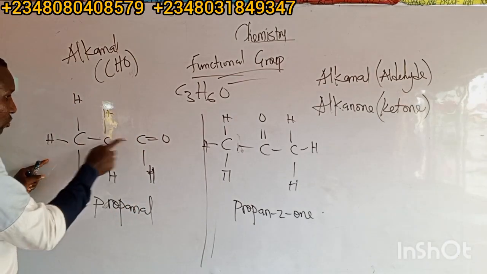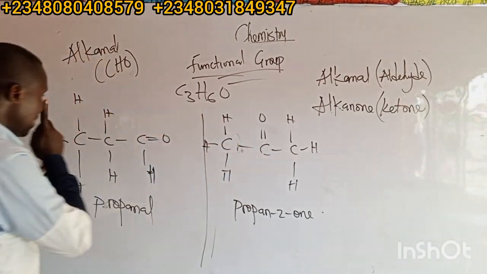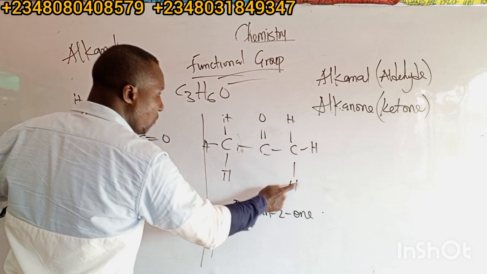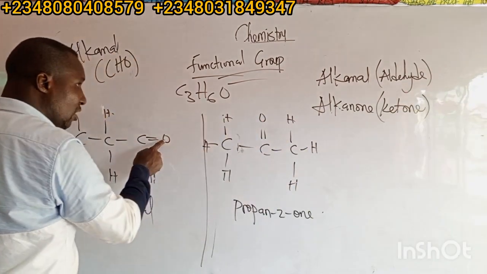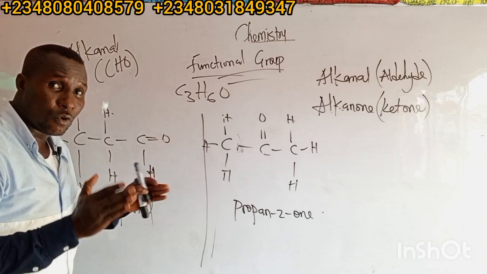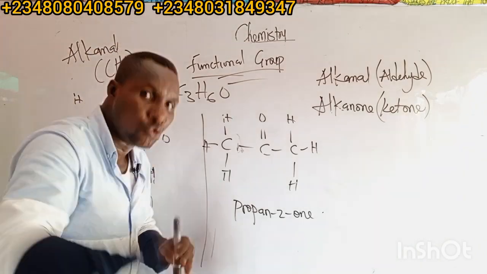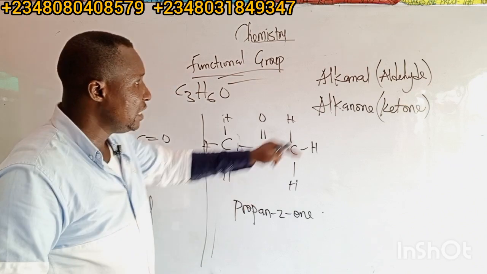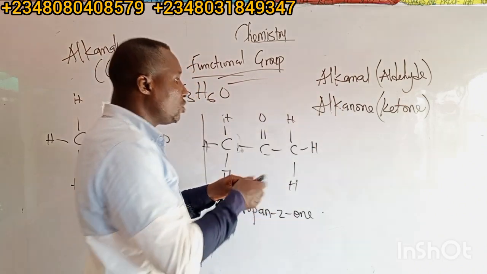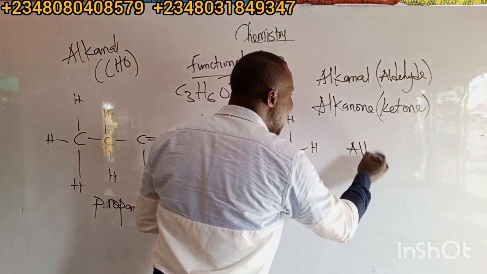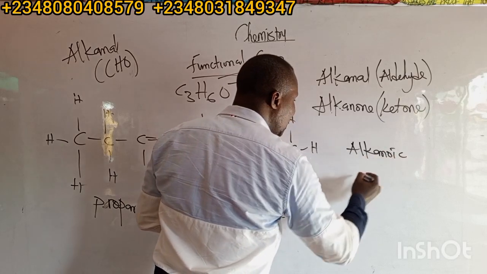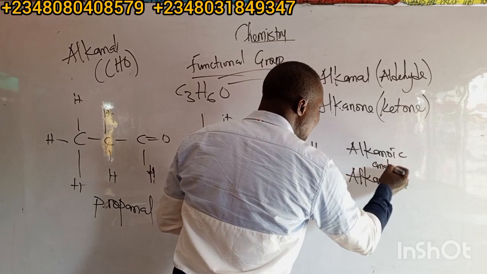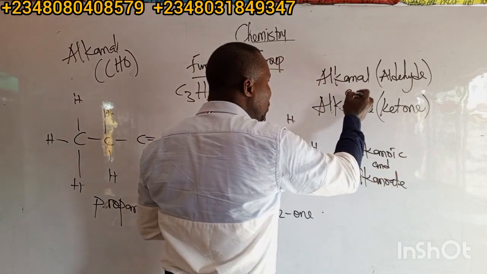How many carbon is there? 1, 2, 3. How many hydrogen? 1, 2, 3, 4, 5, 6. How many oxygen? 1. That means they have the same molecular formula but different functional group. That kind of isomerism is known as functional group isomerism. It occurs between alkanal and alkanone. It also occurs between alkanoic acid and alkanoate. It occurs between this one and this one.